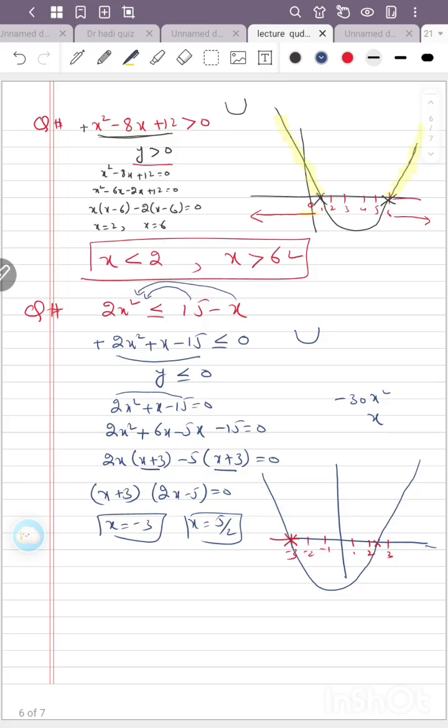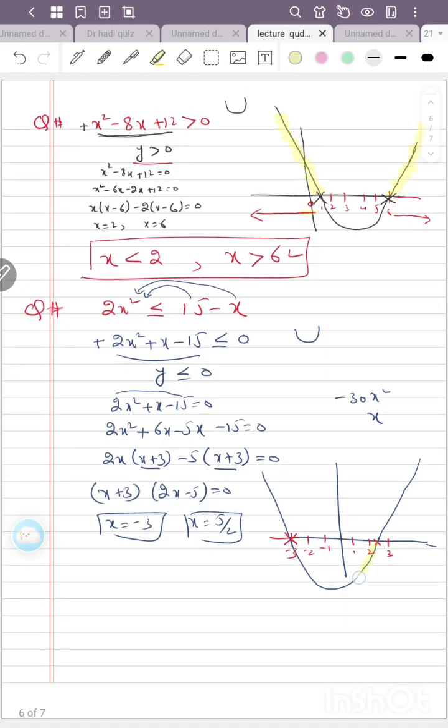Now, because it is less than or equal to 0, it means we need where y is less than 0. Here y is less than 0 on this side, so we need all of this as the required area. Okay, required points. We have to write it as minus 3 less than or equal to x, x less than or equal to 2.5. These are our points, and this is how we solve the inequality using graphs.